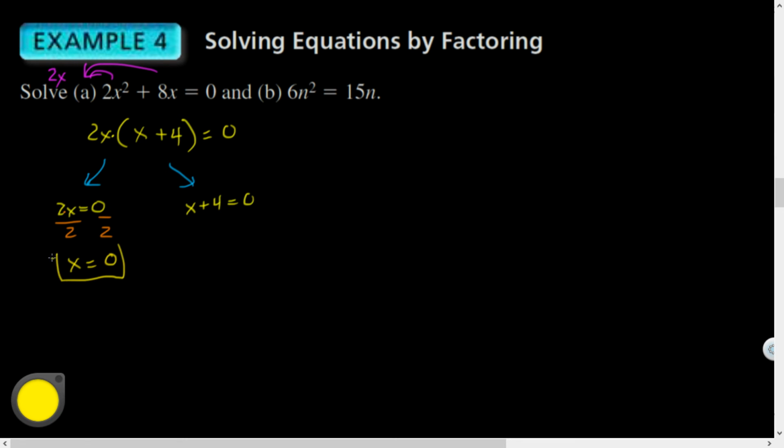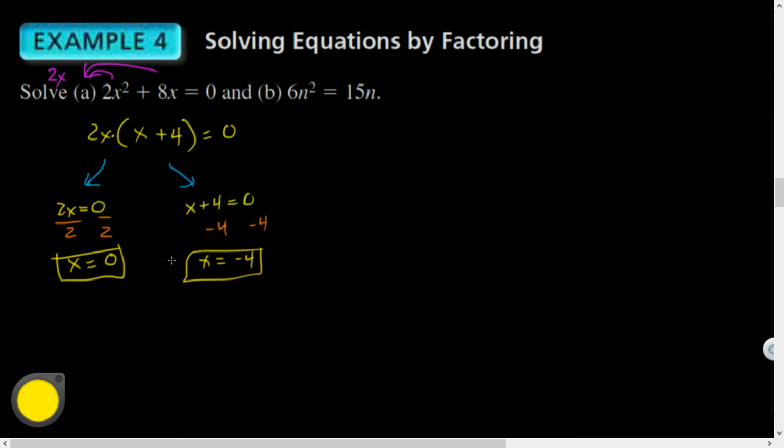Correct. Let's have someone else walk me through this other one. How do I get x by itself over here? Minus 4, because the inverse operation of adding is subtracting. And so I'm going to get x equals 0 or x equals negative 4.